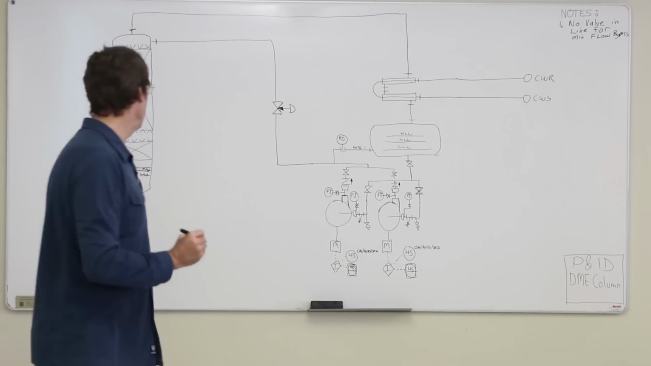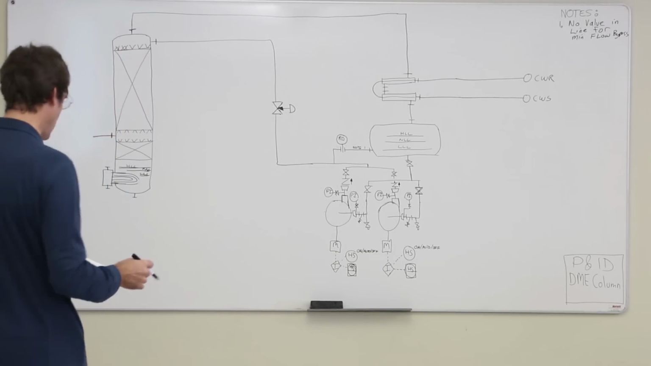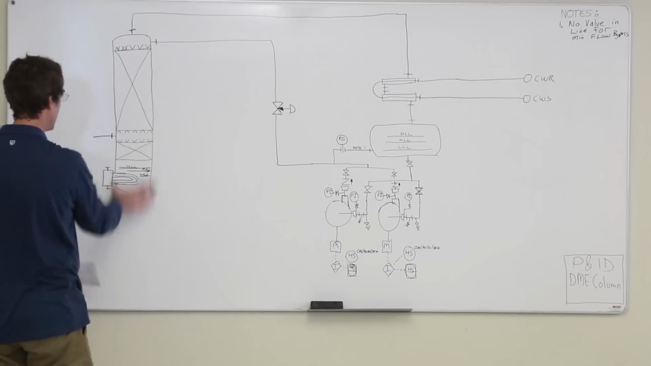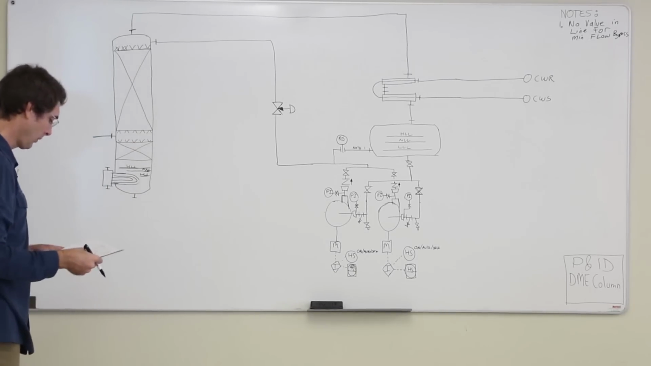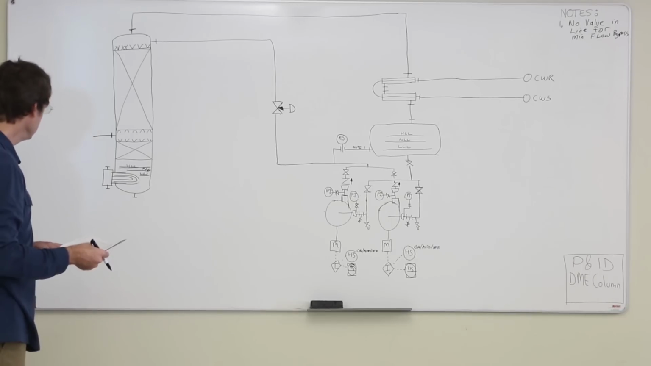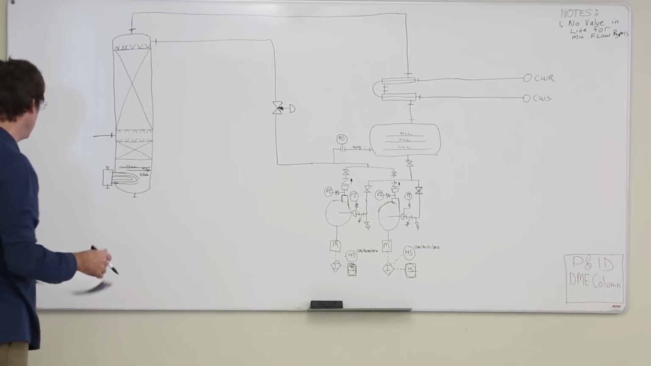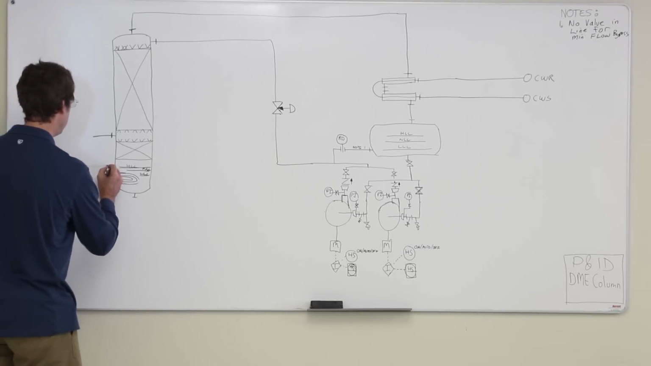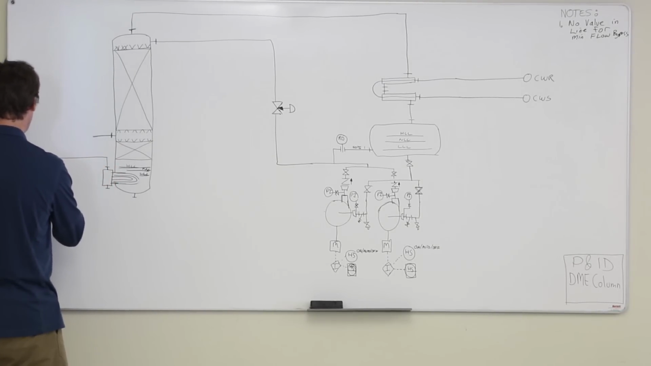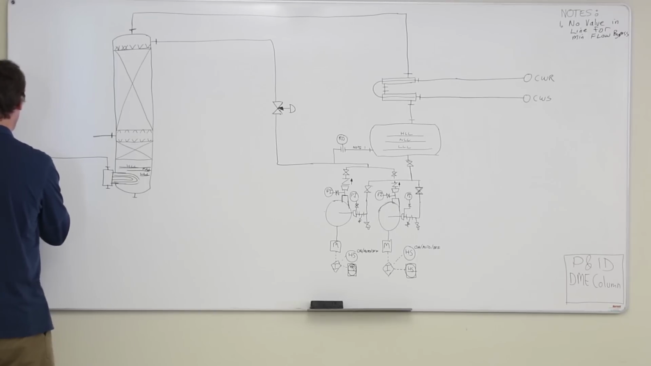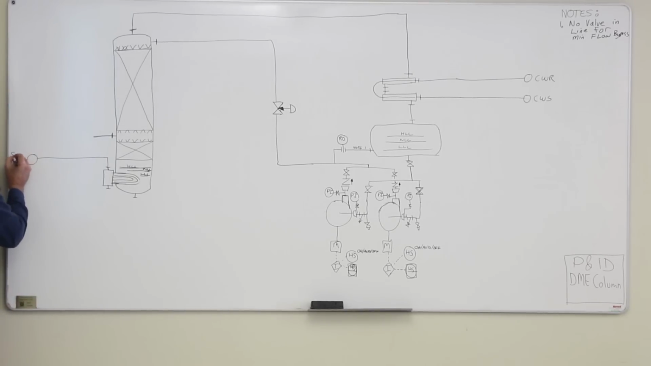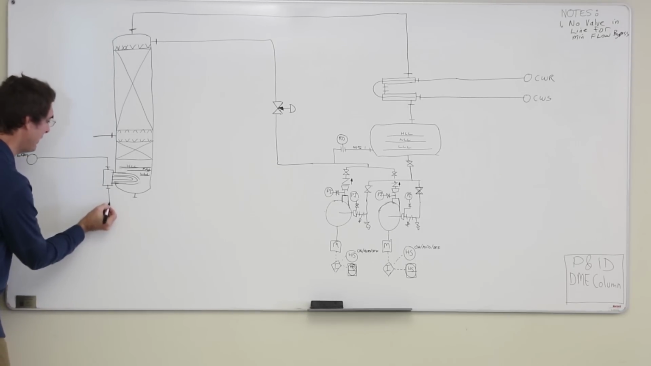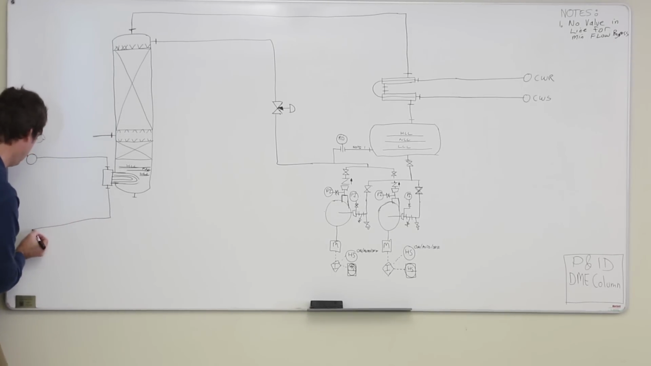Okay, so basically what it is, it's a type of shell and tube with no shell. The vessel itself is the shell. And I'm going to need some steam coming into it. So here's the steam. And I'm going to send that material back as condensate.